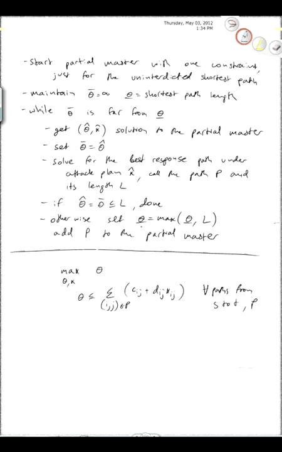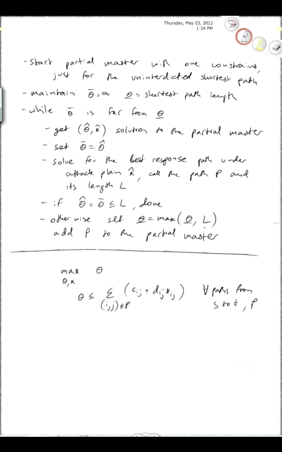we're going to set the lower bound equal to the maximum of whatever lower bound we had before and L, and add P to the partial master. So right here we're adding a new constraint to the partial master. But let's discuss a couple of things.